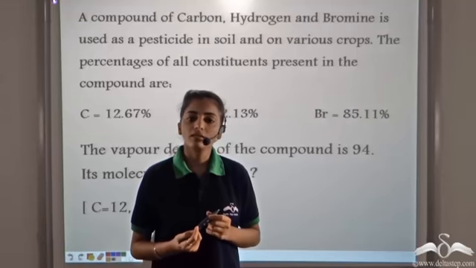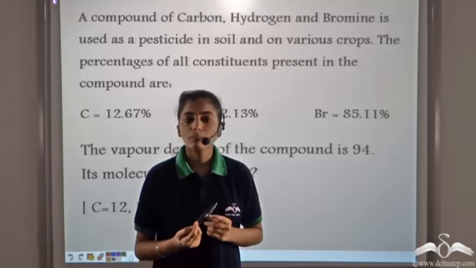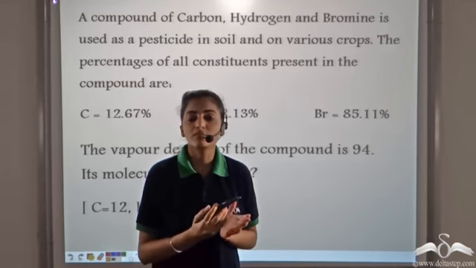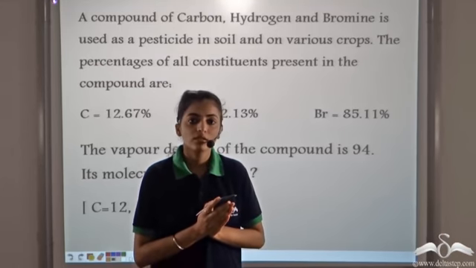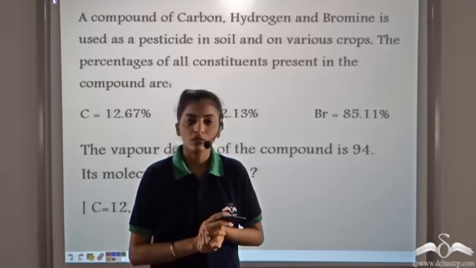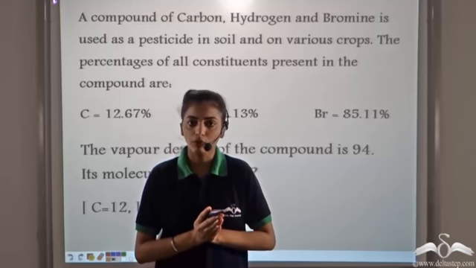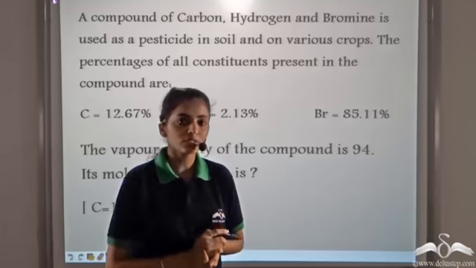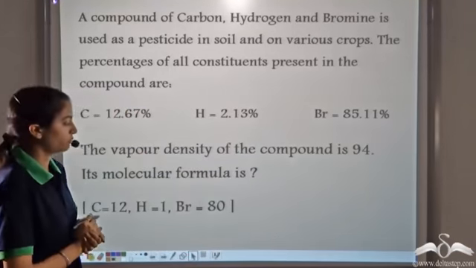We have seen the empirical and molecular formulae. Empirical formula comes from experience or from experiments. It gives the ratio of the different elements present in the compound. And the molecular formula represents the actual formula of the compound. Let's look at a few questions to derive the empirical and molecular formulae.